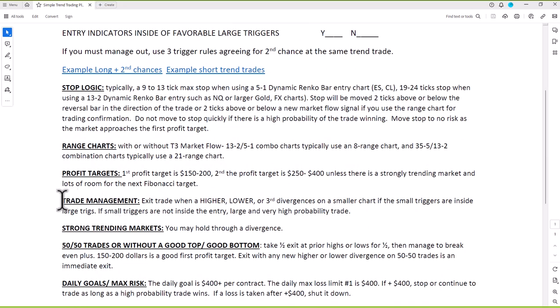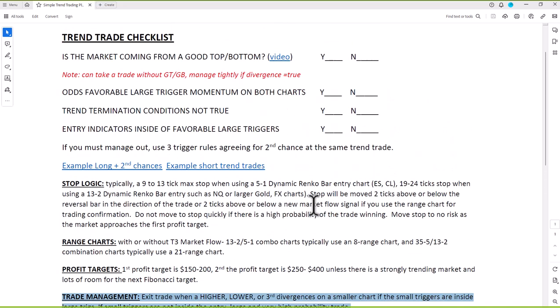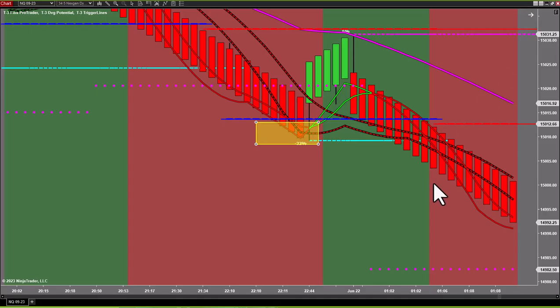Like, for example, if you get a higher or lower divergence on a trade that's not from a good top or bottom, you need to get the hell out and quit, because I think that's another thing that new users, if you've got a good top or bottom and really strong triggers, you don't have to worry about managing your trade. You put your trade on, you close your eyes, you grit your teeth, and you pray, and hopefully it keeps going. And usually they do.